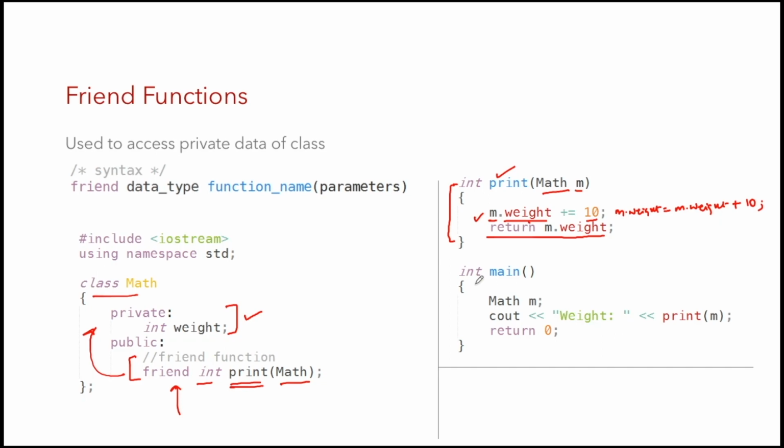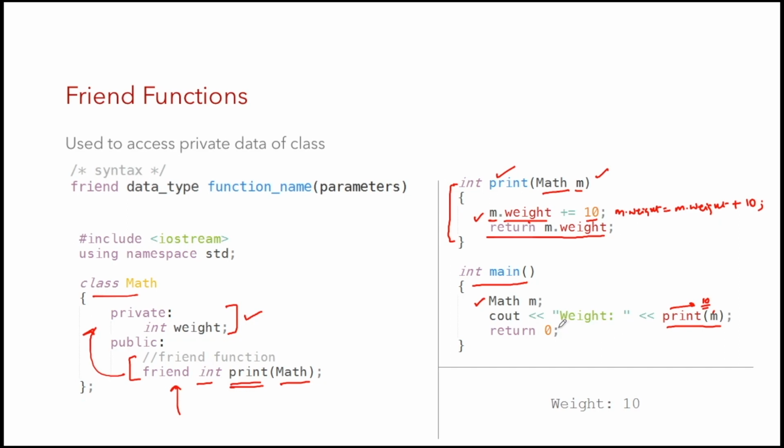Now let us see what happens when inside of main I'm creating this object and calling this friend function. I'm passing m over here, so the call will be made here. m.weight will be increased by 10, and this value will be written over here. So 10 will be written over here, and after that the program will end, and the output of this program would be weight colon 10.